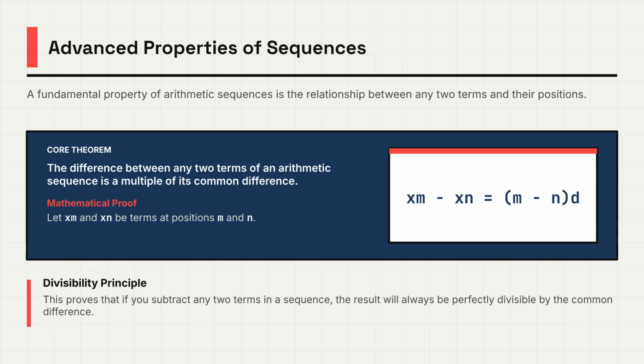A key property of arithmetic sequences is that the difference between any two terms is always a multiple of the common difference, proving that these differences are perfectly divisible by d.